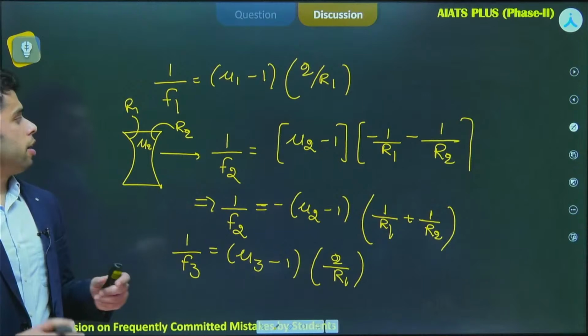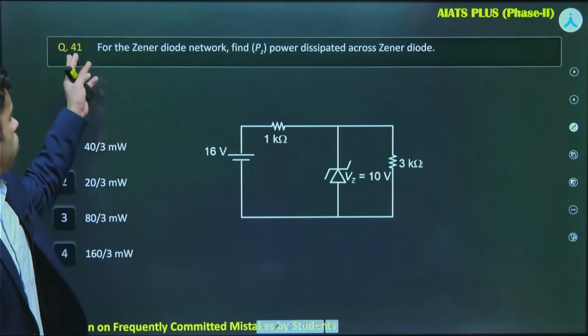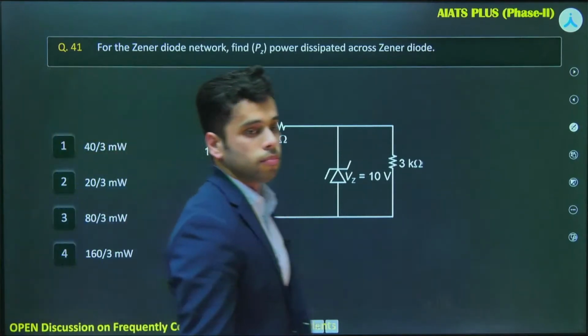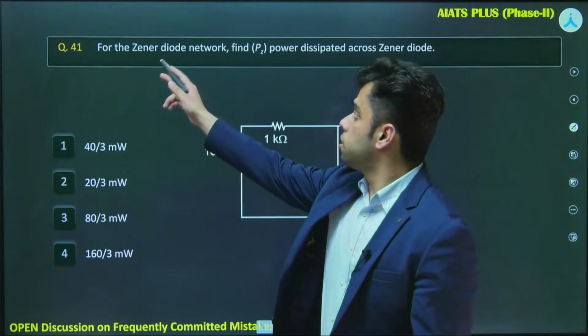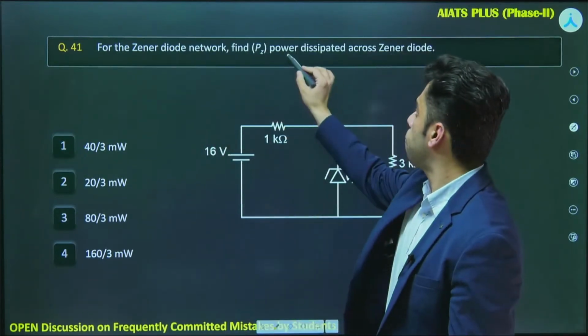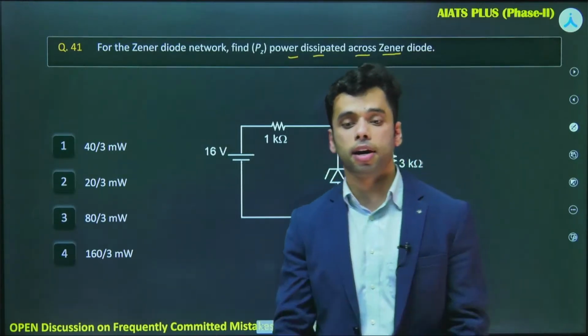Okay, if this problem was clear to you, let's move forward and have a look at this problem. Problem is 41 in the original paper. It says that for the Zener diode network, find PZ. What is PZ? PZ is the power dissipated across the Zener diode. You need to calculate the power dissipated across the Zener diode.